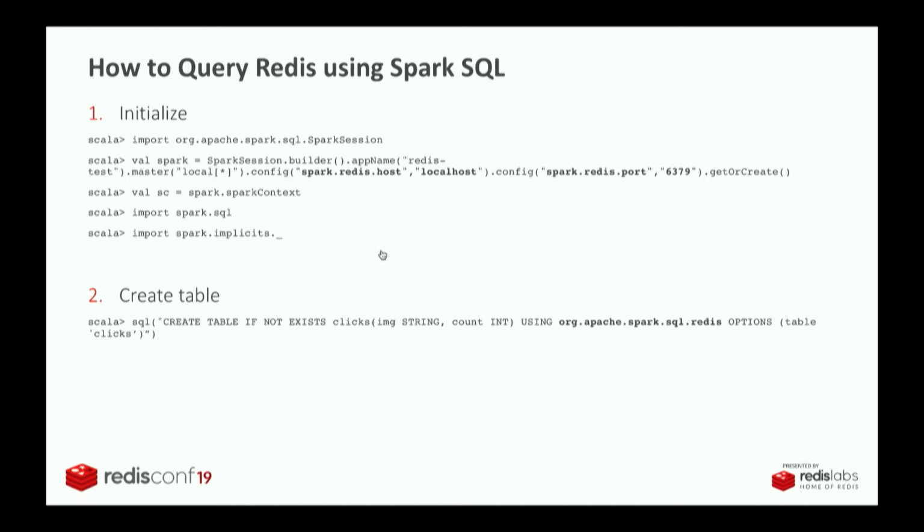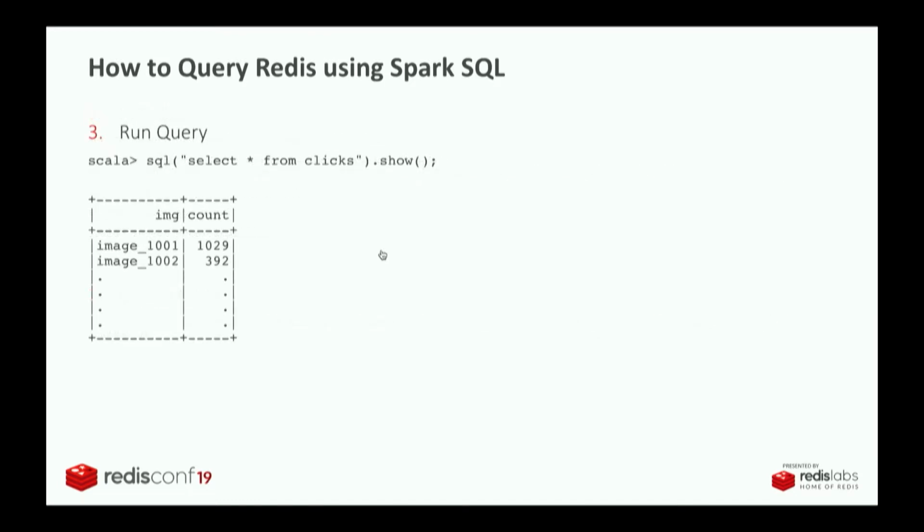And then you have to create a table. So you say, if it doesn't exist, create a table. This is the table name, and these are the columns. And this table is mapped to a hash called clicks. And then I have to mention that I'm using the Spark-Redis library. So I'm telling Spark to use the Spark-Redis library. It's already in the class path. I have loaded that in the class path. And that is the class name, org.apache.spark.sql.redis. And I'm telling it to use clicks. Anything that has the key name with clicks belongs to this table.